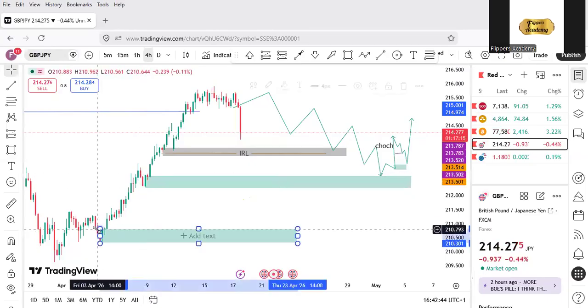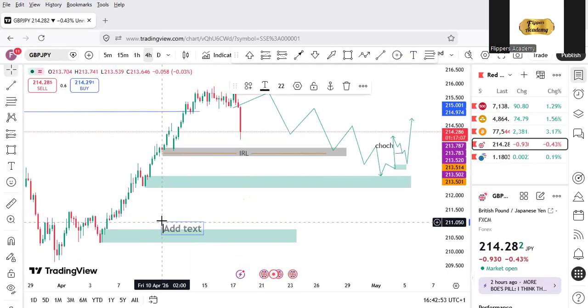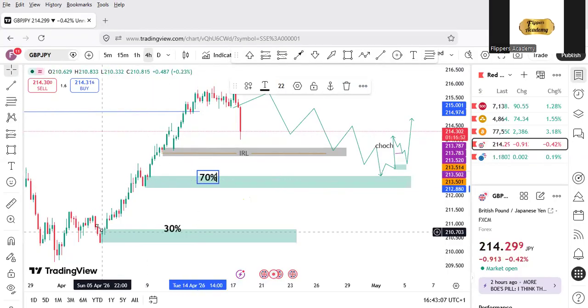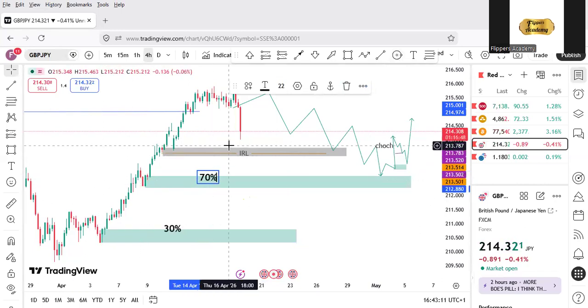We have another block here. This one is not valid. This is another block, but this one has low probability of buying. Don't go saying the market will go up if you buy from here. You may win if you buy, but it has 30% buying opportunity. Why does this one have 70% buying opportunity? Because of that impulsive move. So this one should not have been that way. Why is this one liquidity?